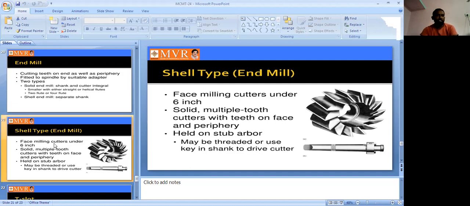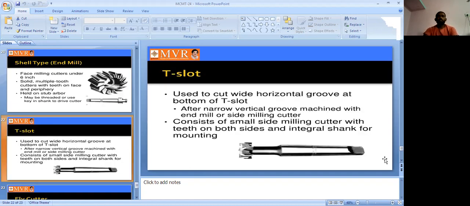Next we can see the T-slot cutter. T-slot cutters are also very important. It is used to cut wide horizontal grooves at the bottom of T-slots, after narrow vertical grooves have been machined with an end mill or side mill cutter.